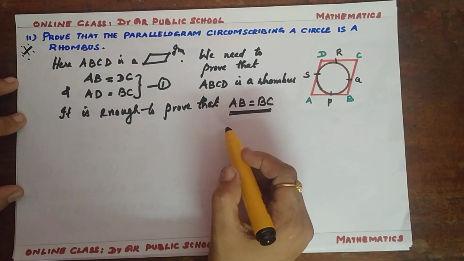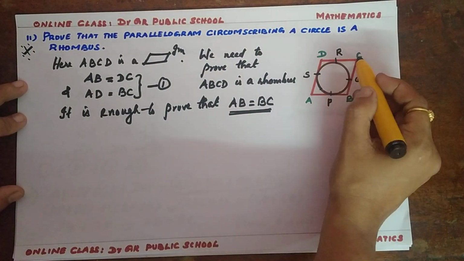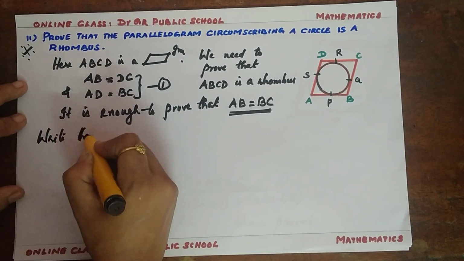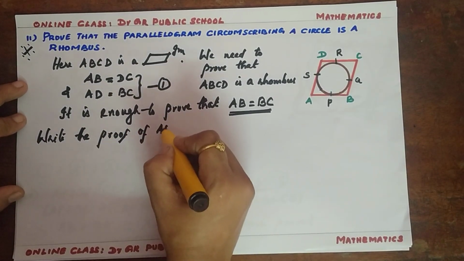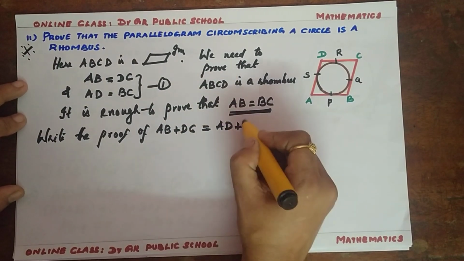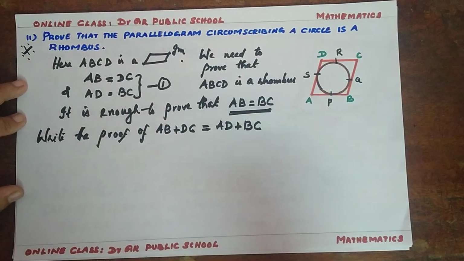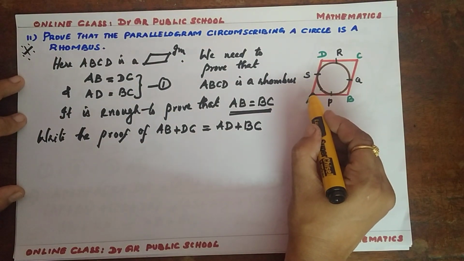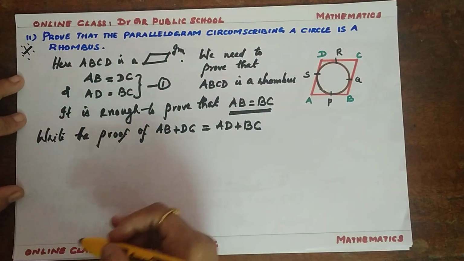To prove this question, what you want to do is write the proof of the last question, up to AB plus DC equals AD plus BC. From the last question, we need to write the proof of this. Why? A is an external point, AP equals AS. 4 equations you will get, add up, then you can arrive at this result.